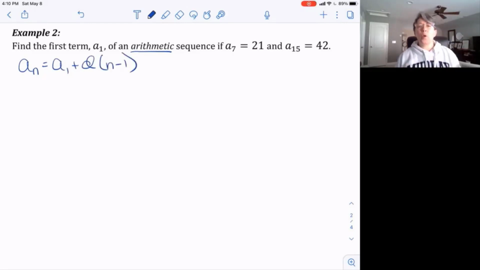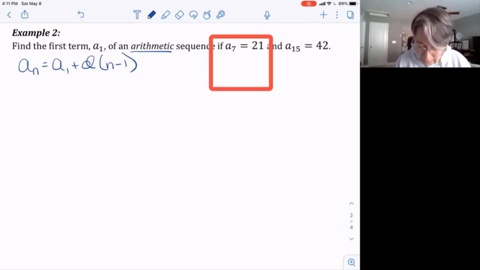And so when you're approaching this problem, let's assume that you've never seen an example like this before. All you know is it's arithmetic, and you know what that formula looks like. So let's look at both pieces of information that they gave us. The first point, a sub 7 equals 21.